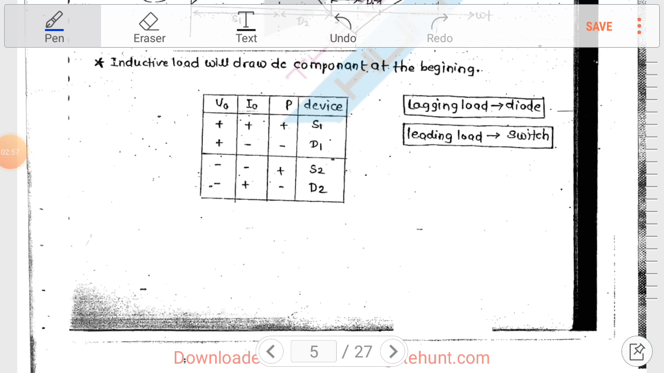For the half bridge inverter, this table analyzes which device has to connect at which time. So when power is positive, switches will connect, and when power is negative, diodes will be connected. At the beginning, we have to decide whether to connect a diode or a switch. We can analyze using this technique that if our load is inductive in nature, the diode will connect first, and if our load is capacitive in nature, the switch is connected at the beginning.